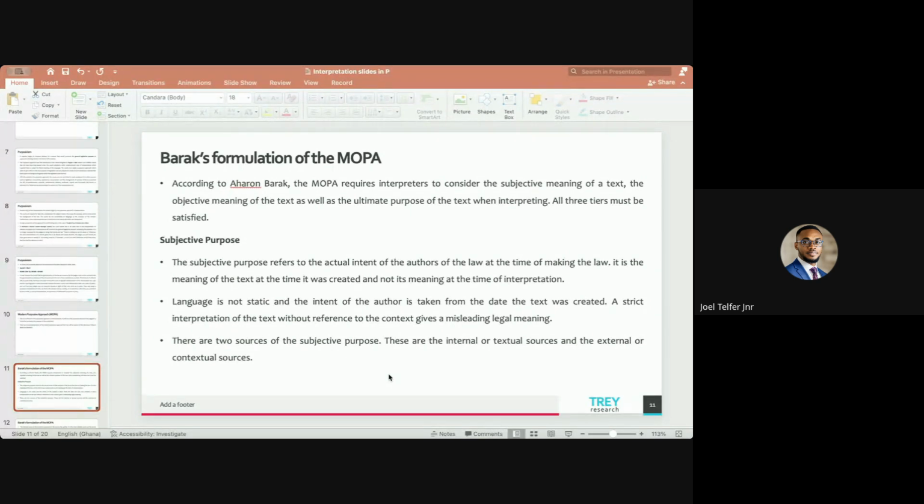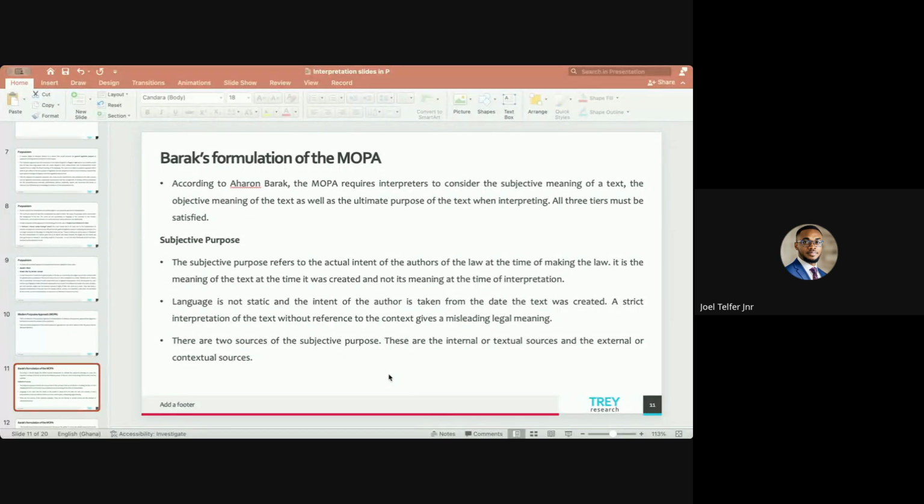Like I said, an enactment may have come into force in 1992. The Constitution may have come into force in 1993, for instance. When you are doing an interpretation in 2024, your duty in terms of the subjective purpose would be to look to the meaning of the words as used at the time of the enactment. Because language is not static, and the intent of the author has to be taken from the date that the text was created. That is the view of the subjective purpose.